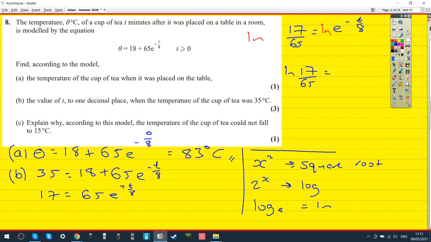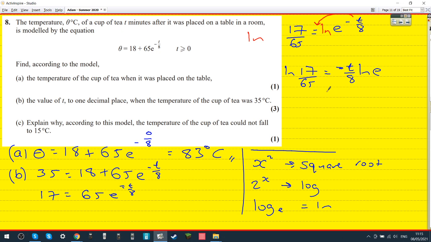The power you can bring to the front, because logs are powers, and so it's index rules in reverse. It's like power to a power, you're multiplying them. So this is how you deal with it if the unknown is in the power: you log both sides, and then you can bring it to the front. It was in the power, now it isn't anymore. And then you can solve it.